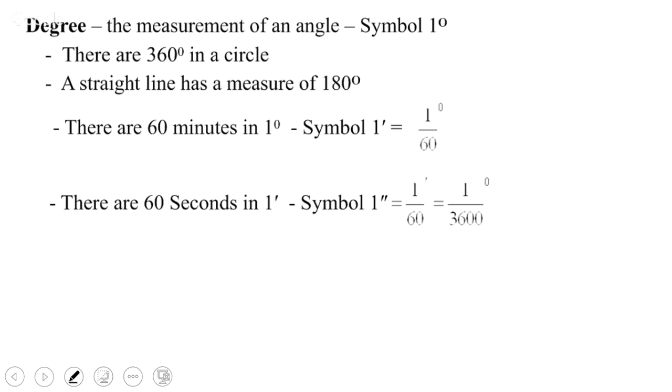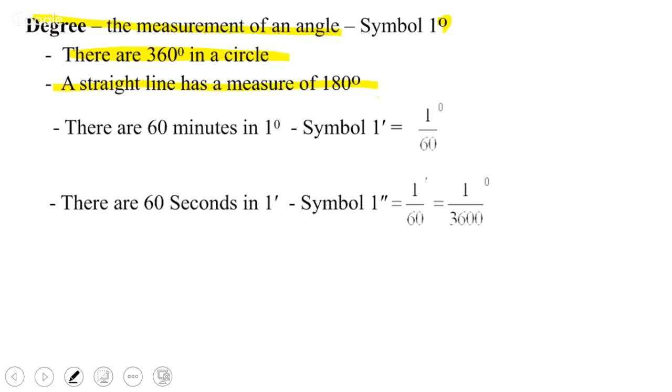Degree is the measurement of an angle. The symbol is this little superscript that looks like a little circle or zero. There are 360 degrees in a circle. Put that in your notes. A straight line has a measurement of 180 degrees.